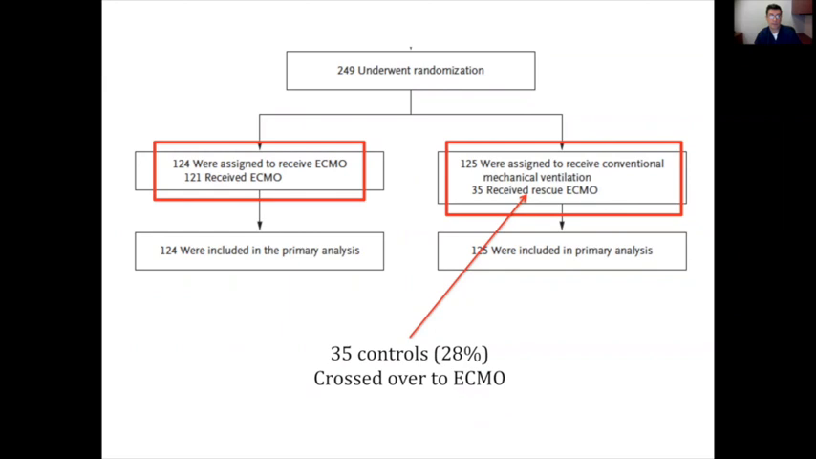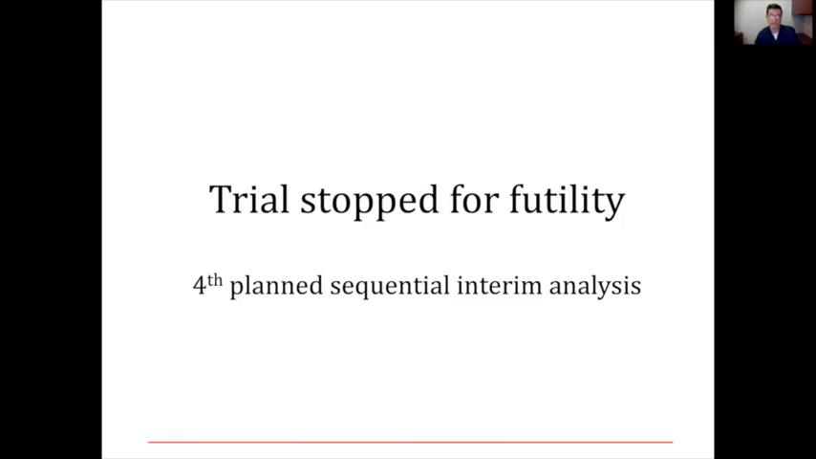249 were randomized, 124 to receive ECMO, of which 121 did receive it, and 125 to conventional management. Very important to note that 35 of those patients ended up crossing over into the ECMO arm. In other words, they were put on ECMO because they met very strict criteria for crossover if they were essentially dying without ECMO. And that's 28% that crossed over, which biases the results to the null and will make a trial, if there were to be a benefit, much less likely to show it. And in fact, the trial was stopped for futility after the fourth planned analysis.